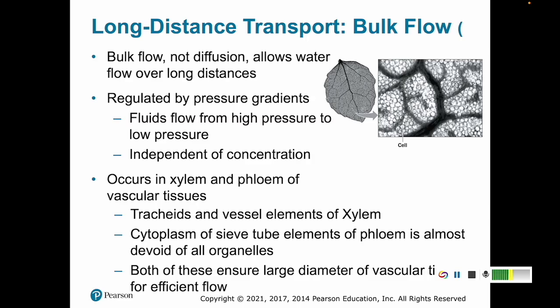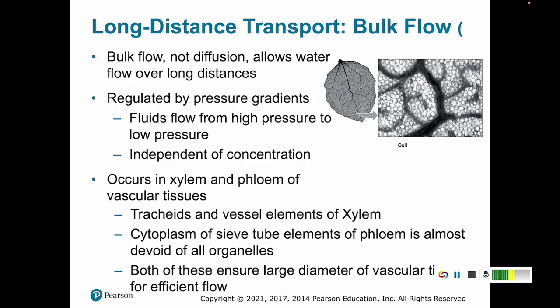However, diffusion, although it's great on an individual cell basis, it doesn't go over long distance very well. It would take like centuries for that water to get up to the top of a tree. By then, your tree is dead. So there's something called bulk flow. We're not waiting on diffusion. We're going on bulk flow to let water move over long distances. Bulk flow will be regulated by pressure gradients. So fluid will be flowing from high pressure to low pressure, independent of concentration.